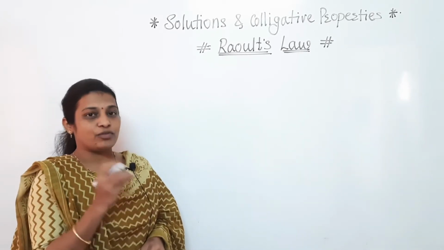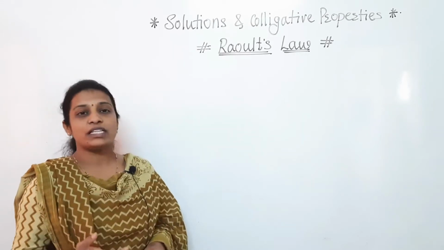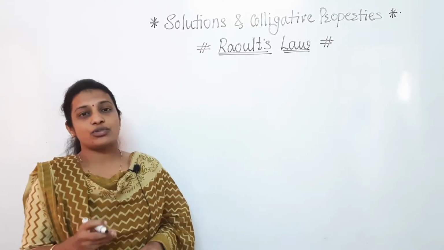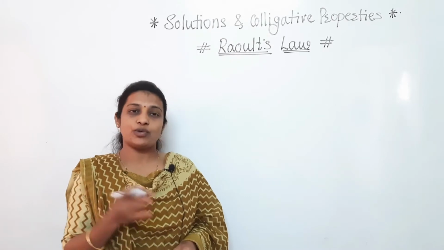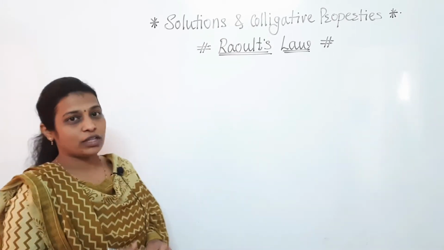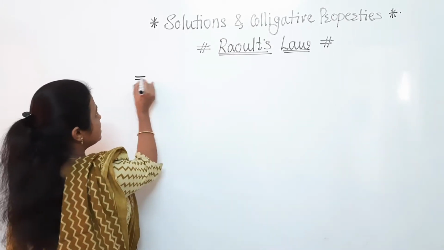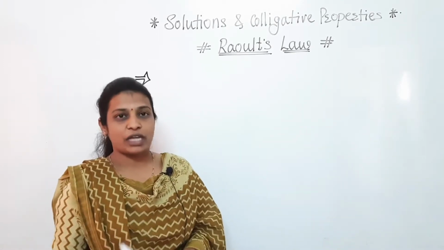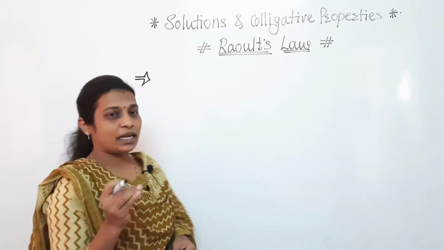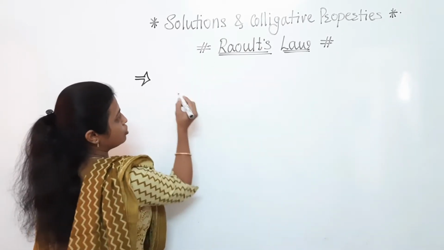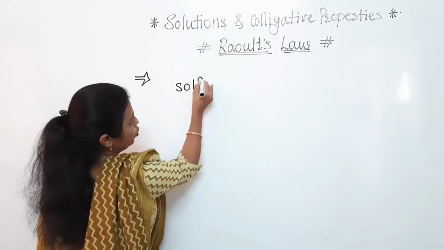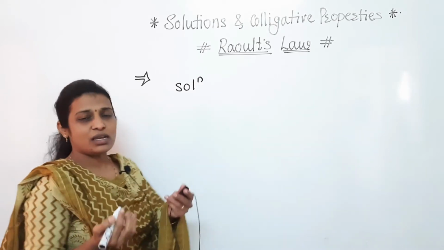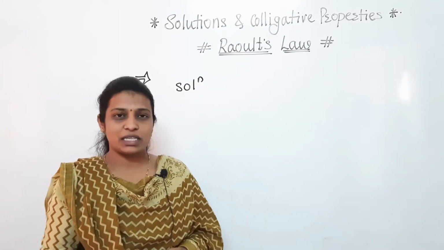So firstly we should know that this law who has introduced. This law was introduced by the scientist Rawls, and according to his name is given to that law, that is the Rawls law. If we consider this law statement, what is the explanation or what is the formula for that one? As we know that solution in this Rawls law, we are going to discuss the solution is nothing but the mixing of two components, we will say simply.